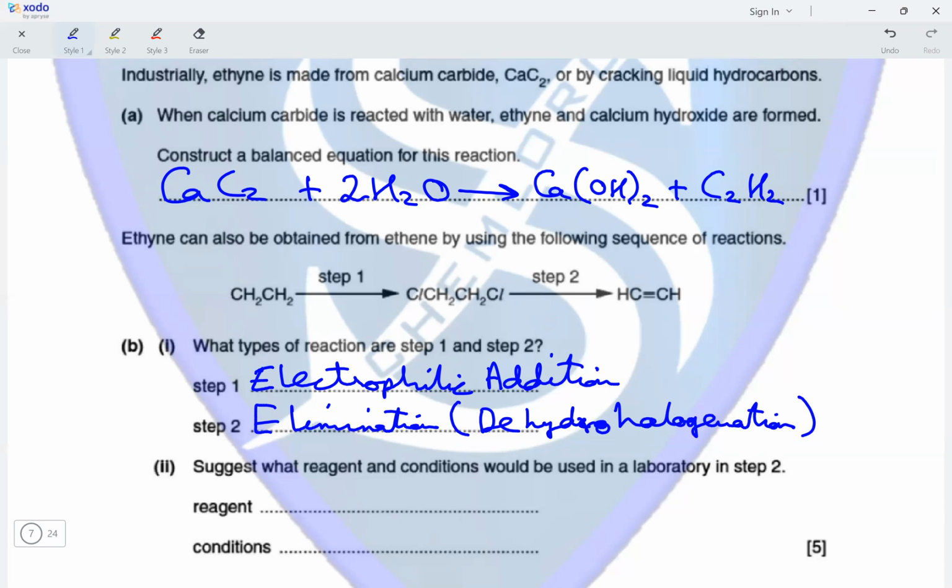Suggest what reagents and conditions would be used in a lab in step 2. So dehydrohalogenation requires the reagent NaOH to be present and the conditions would be ethanol. So NaOH plus ethanol will result in the production of ethine from 1,2-dichloroethane.